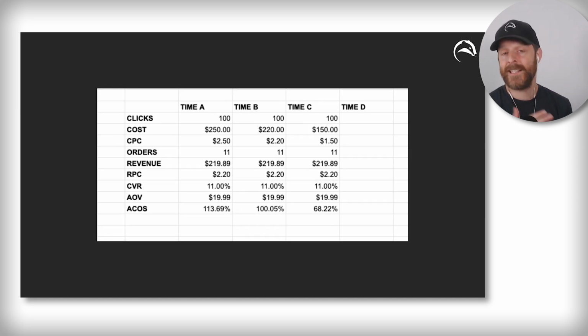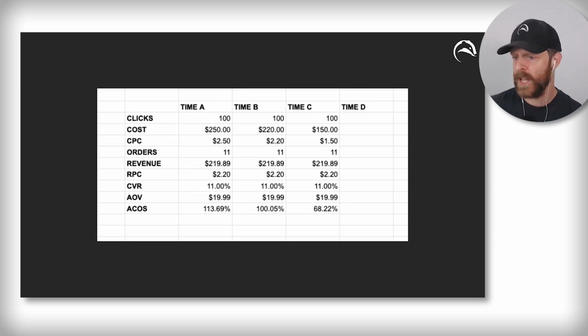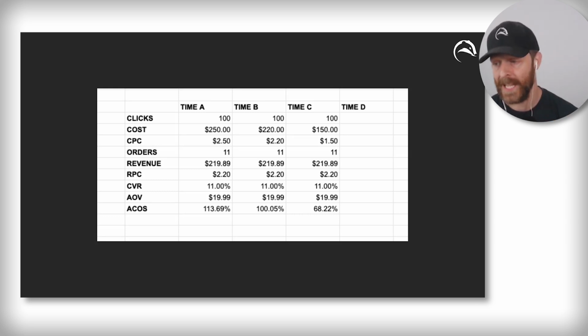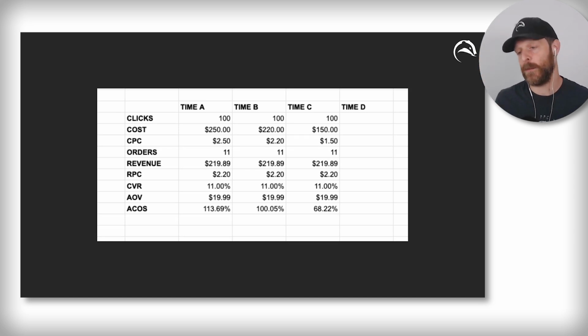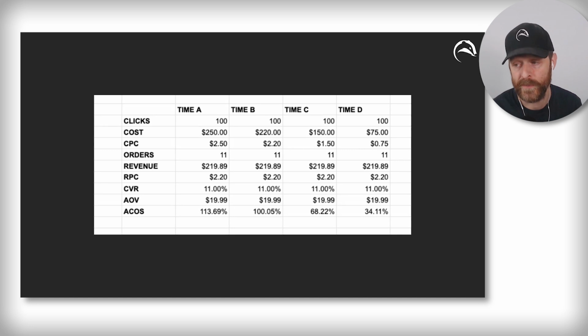Basic bid optimization stuff. Next cycle of 100 clicks, same keyword, the same product. This time we bid down even further, at $1.50 instead of the original $2.50. Same product, same keyword, same conversion rate. We land at 68% ACoS at this point, right? So as we bid lower, our ACoS improves. And finally, let's say the bid gets brought all the way down and we are now coming in at a 75-cent cost per click. That would put us at a 34% ACoS.